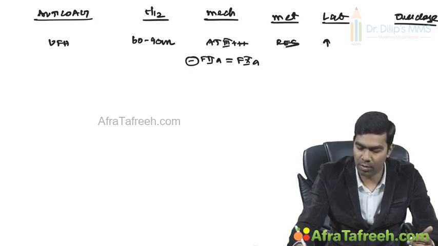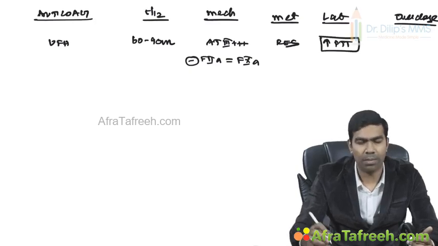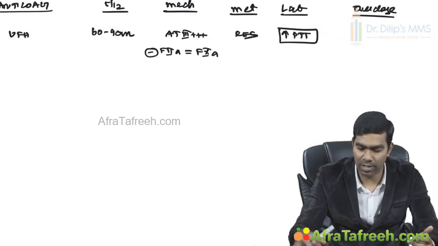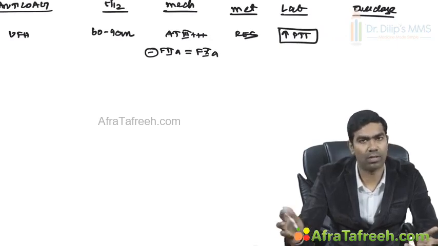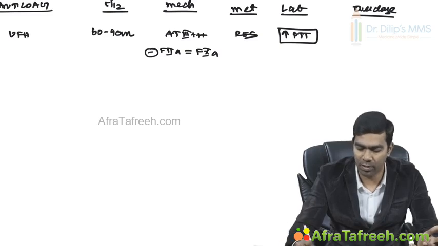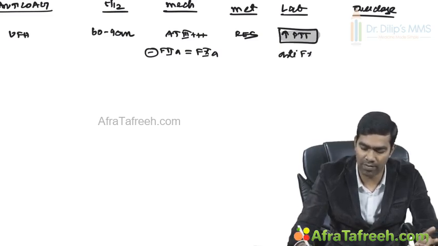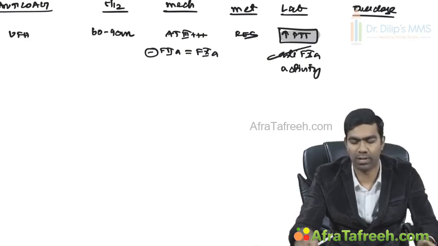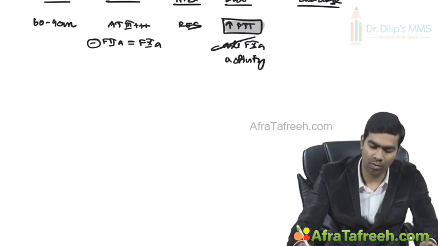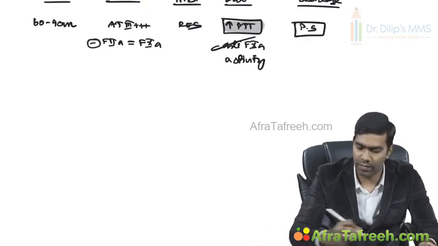Laboratory wise, they are going to increase the PTT. So through the partial thromboplastin time only, you are going to find out the activity of unfractionated heparin. But remember, you also have currently called anti-factor 10A activity that can also be used. Currently, this is what is preferred. Treatment of overdose, definitely protamine sulfate, very important.